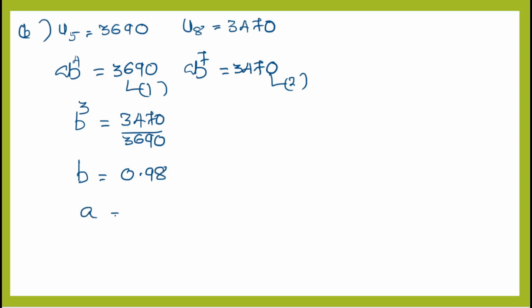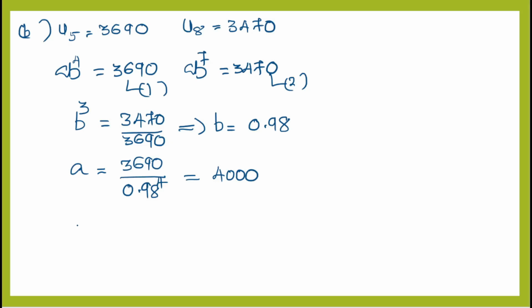Then A is 3690 by 0.98 whole to the power 4, approximately equal to 4000. Now we form the model n equals AB whole to the power t, that equals 4000 times 0.98 whole to the power t.